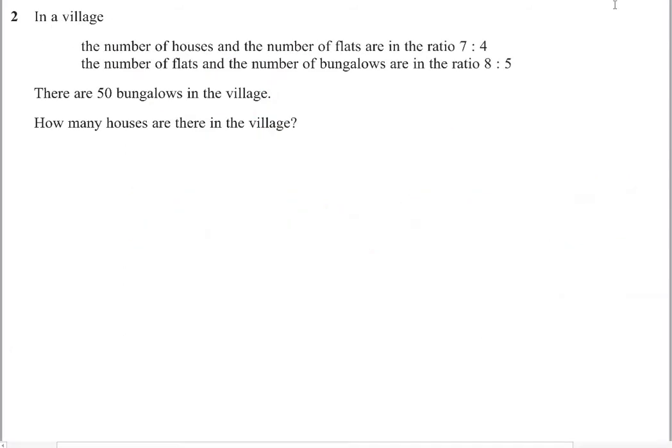Okay, great. Question 2. In a village, the number of houses to the number of flats are in the ratio 7:4. So let's write that down. So H to F is 7:4, and also the number of flats and the number of bungalows are in the ratio 8:5. What else are we told? We're told there are 50 bungalows in the village.